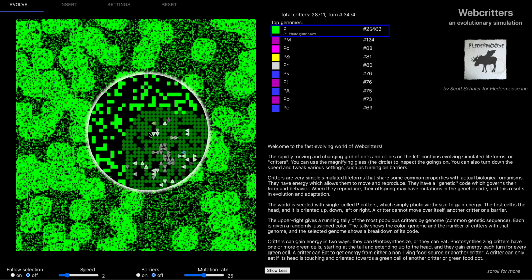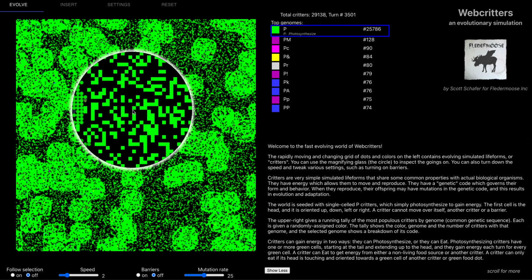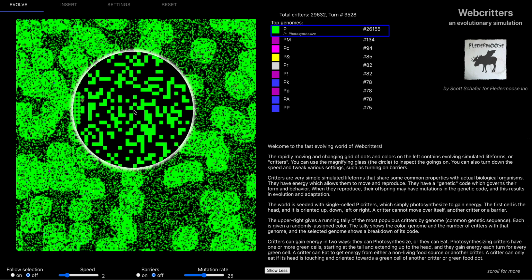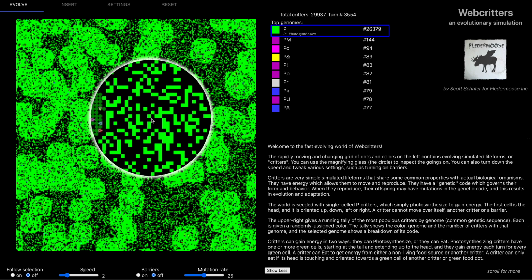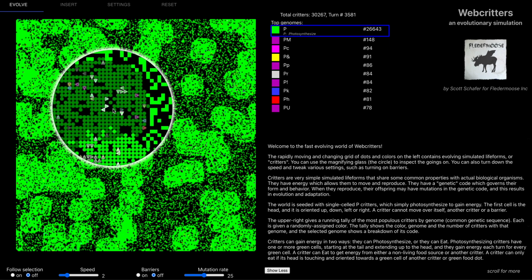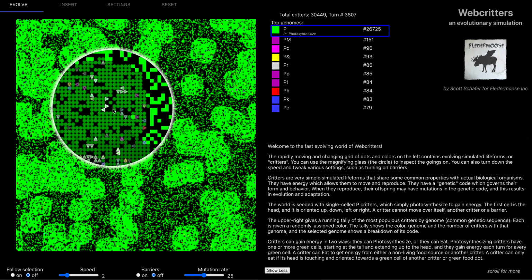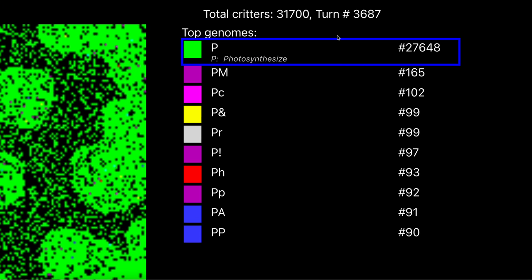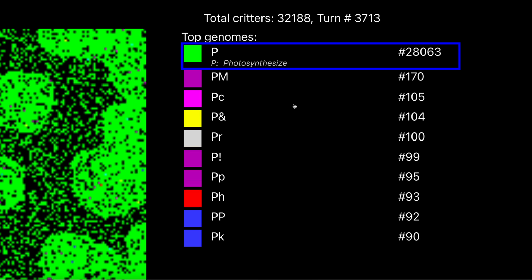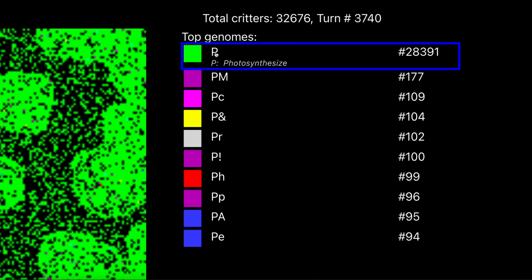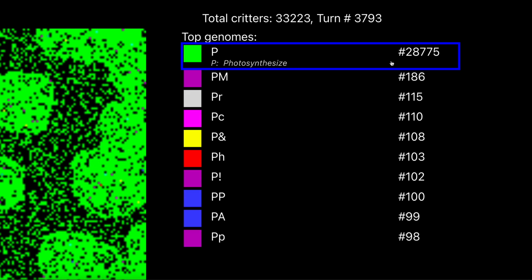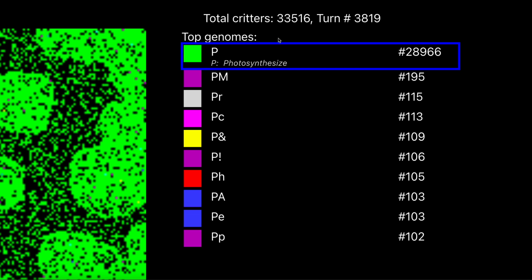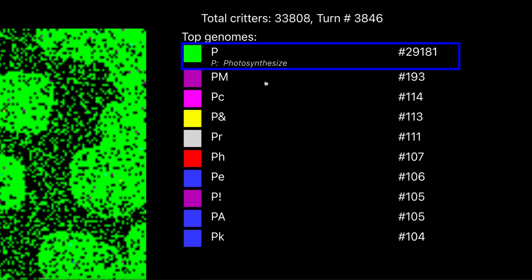So, in this simulation, we have critters, which are one or more cells that have a genome, which essentially is a series of instructions which are executed. Initially, the world is seeded by photosynthesized critters. And here you can see a tally of all the critters in the simulation, what their instructions do, and their count. So, the top critter right now by far is photosynthesize.